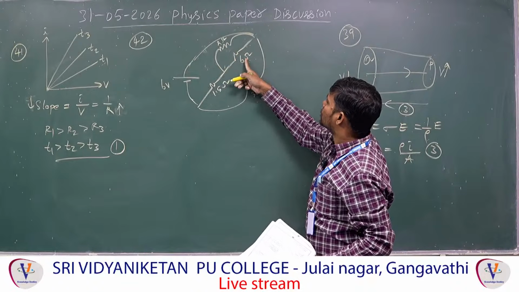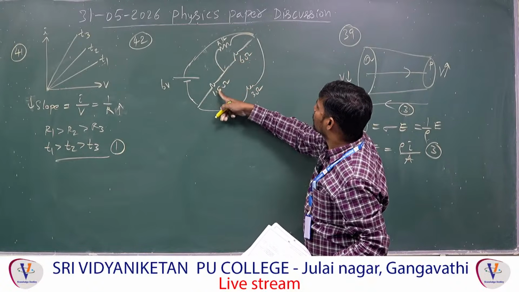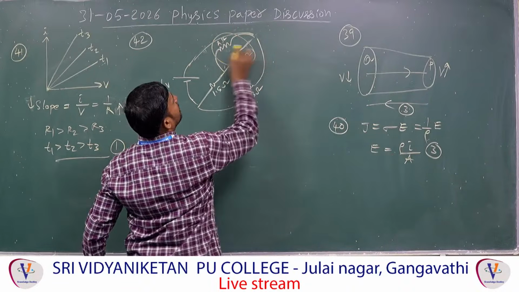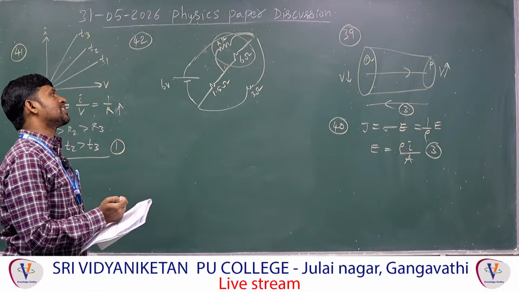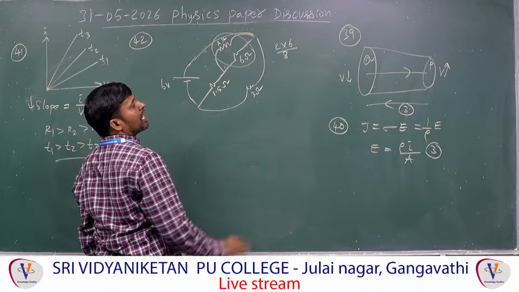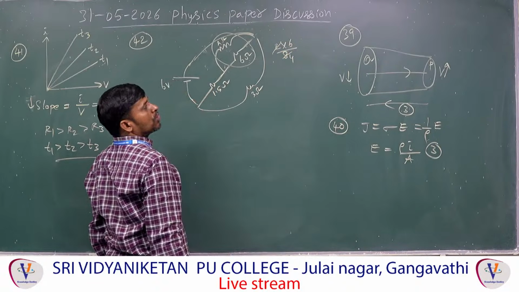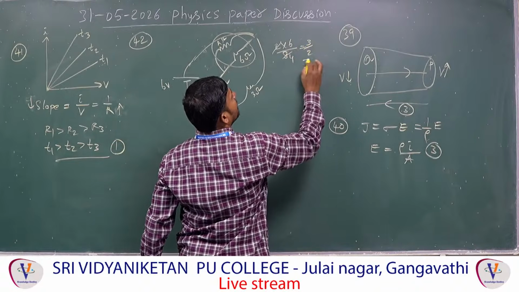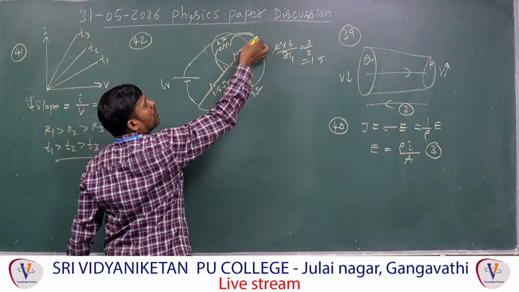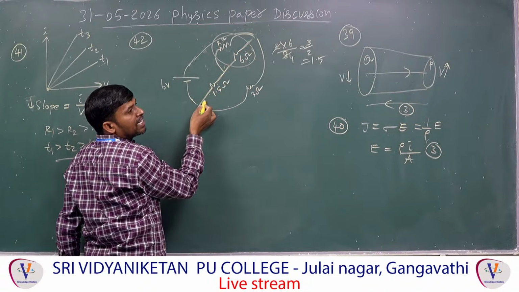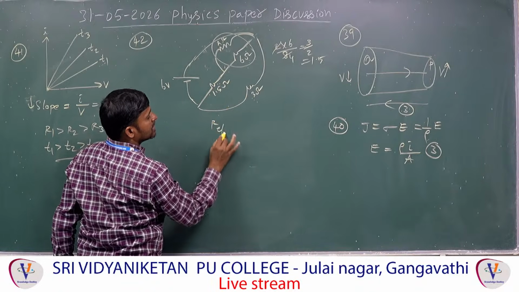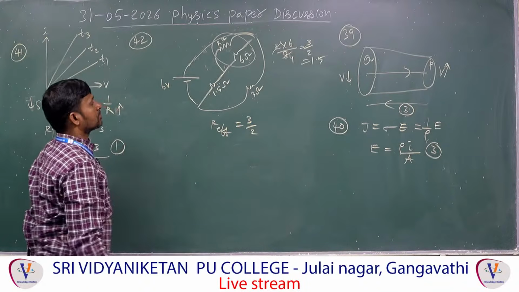We get the effective resistance: this value in series, and again this value in parallel. First, 2 and 6 are in parallel. The effective resistance is R1 R2 by R1 plus R2, which is 2 into 6 by 8, so 3 by 2, 1.5. This 1.5 is in series, giving 3. Then 3 and 3 are in parallel, so the effective resistance is 3 by 2.